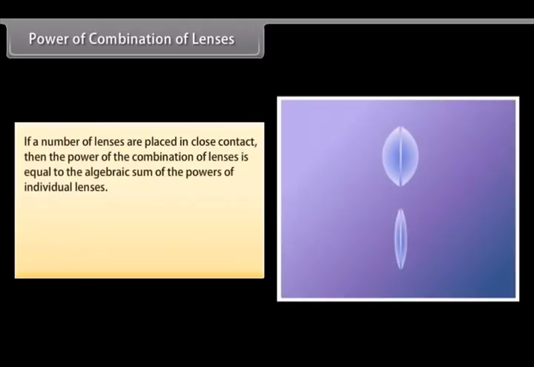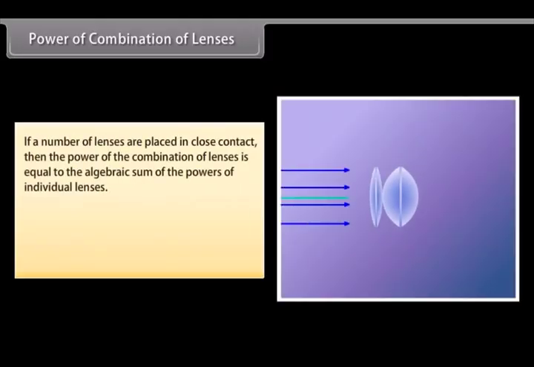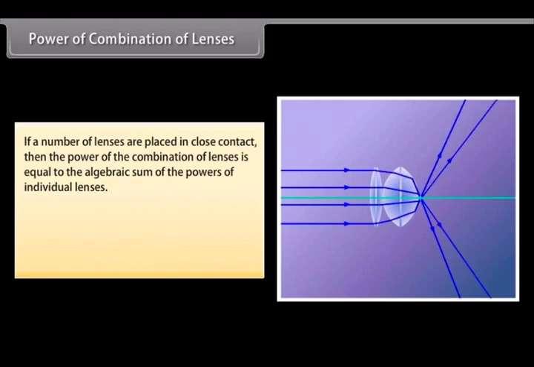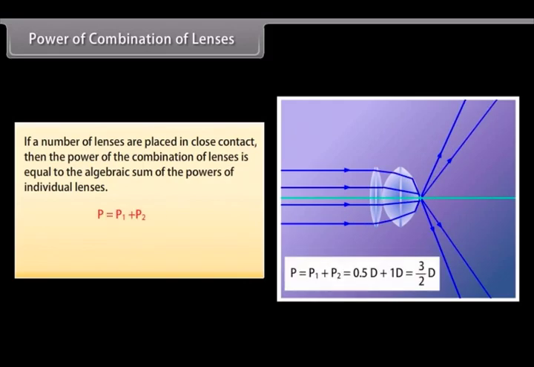Power of combination of lenses. If a number of lenses are placed in close contact, then the power of the combination of lenses is equal to the algebraic sum of the powers of the individual lenses. P is equal to P1 plus P2. The SI unit of power of a lens is diopter. It is denoted by the letter D.